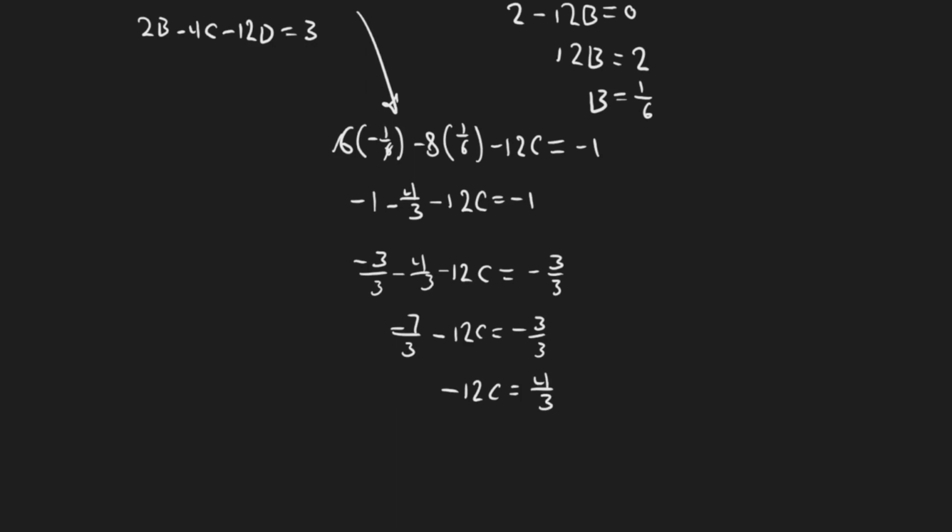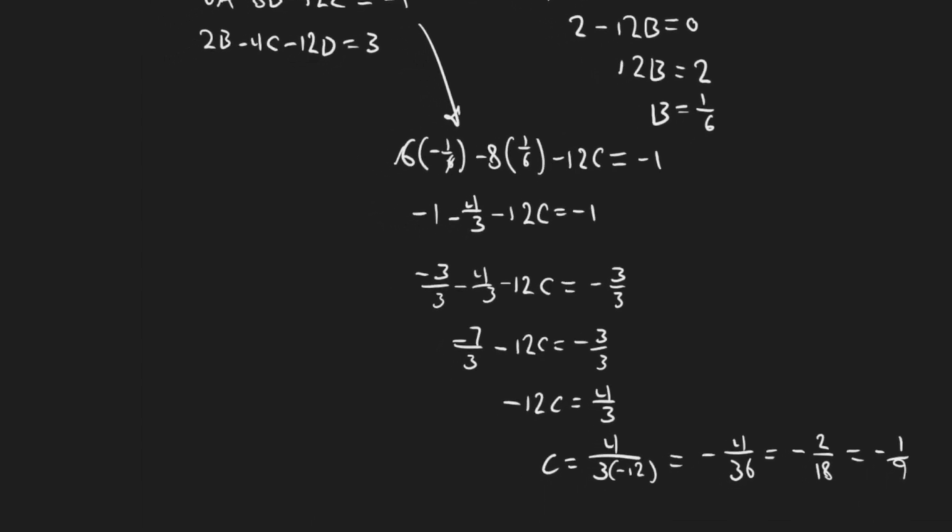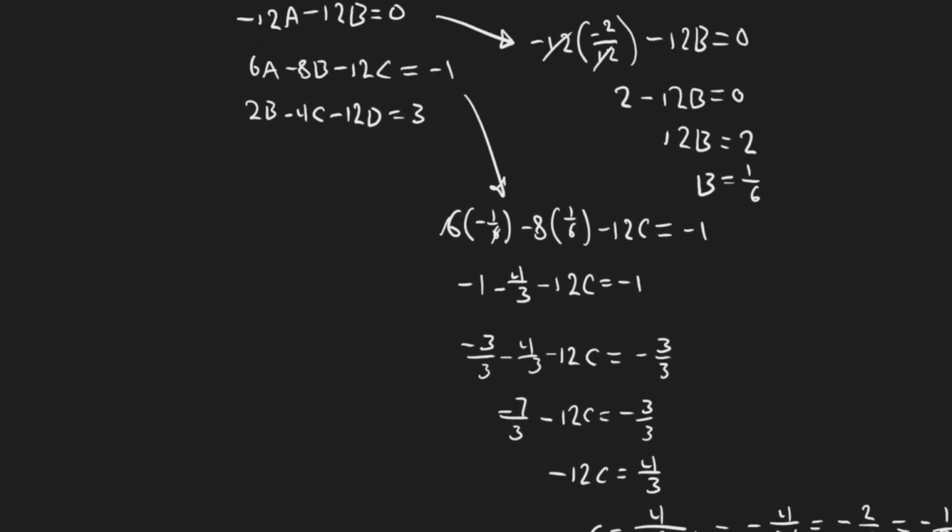Okay, so then we can just simply divide by a negative 12, and we're left with 4 over 3 times negative 12, which is the same thing as negative 4 over 36, like this. And we can divide both sides by 2, and we're left with negative 2 over 18, which is the same thing as negative 1 over 9. Okay, so we found c to be negative 1 over 9, and now we only have one more equation to deal with, and that's this guy up here.